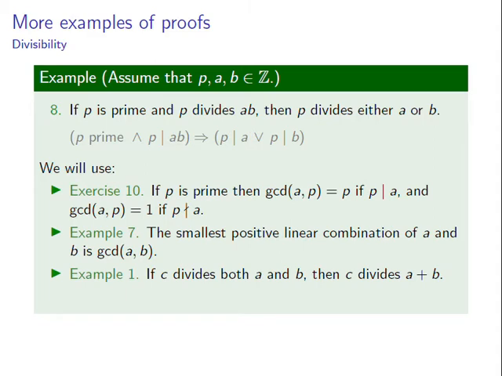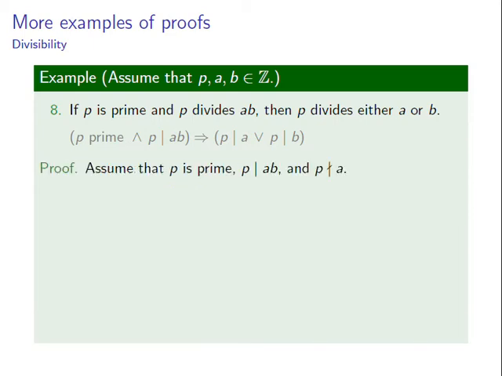If C divides both A and B, then C divides A plus B. This was proved in example 1 in part 1 of lecture 2.4. And finally, if C divides either A or B, then C divides A times B. This was proved in example 2 in part 1 of lecture 2.4. We now give the complete proof.